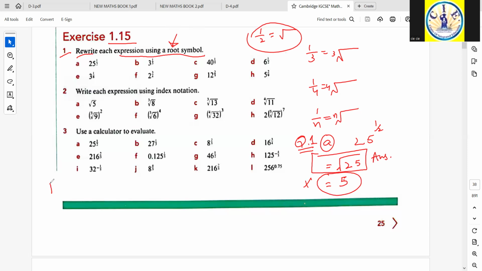Similarly, for part B, 3 raised to power 1 by 3. As I was discussing, 1 by 3 is equal to the cube root. So that will give me cube root of 3.